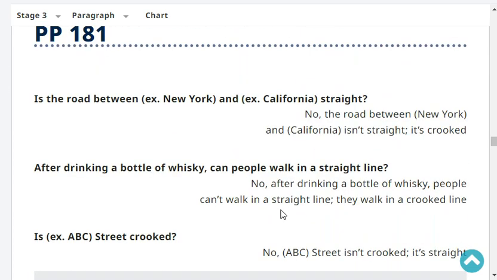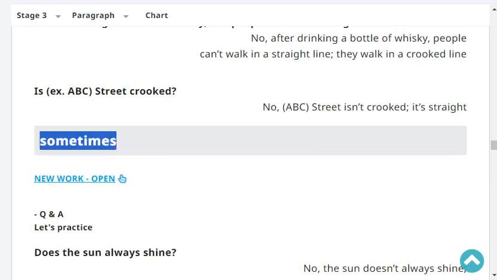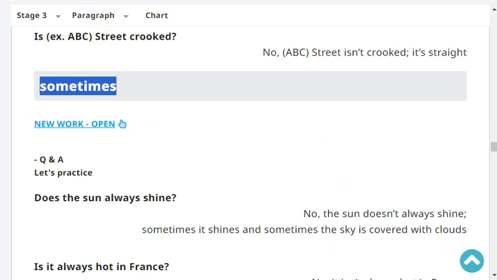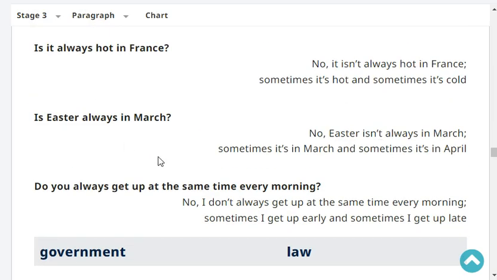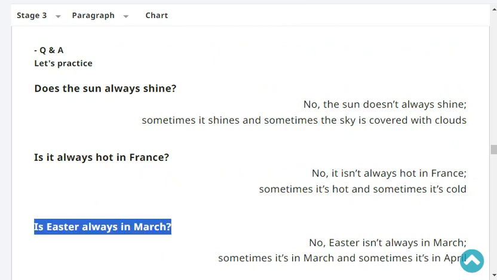Sometimes. Does the sun always shine? No, the sun doesn't always shine. Sometimes it shines, and sometimes the sky is covered with clouds. Is it always hot in France? No, it isn't always hot in France. Sometimes it's hot and sometimes it's cold.